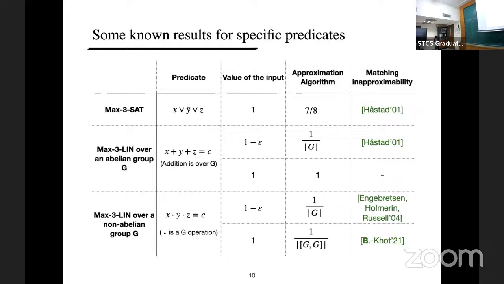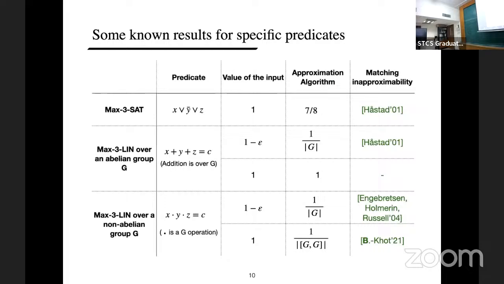Why do you say surprising? Because for abelian groups, you had the same phenomenon, right? Even more striking. Right. So why is this surprising? In the sense that the answer is not 1 over G, and the answer is not 1. Surprisingly, this is tight. We show that this is also tight, assuming P is not equal to NP.